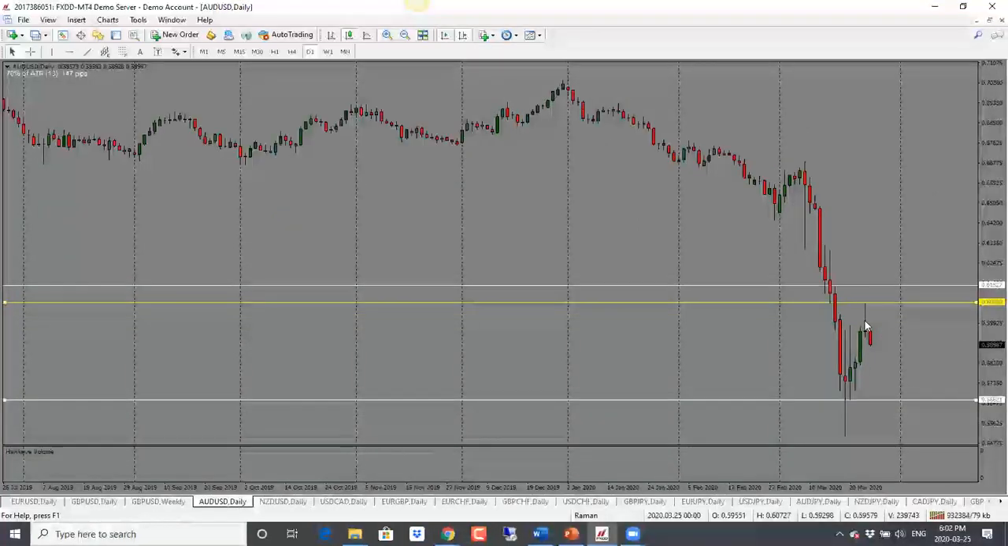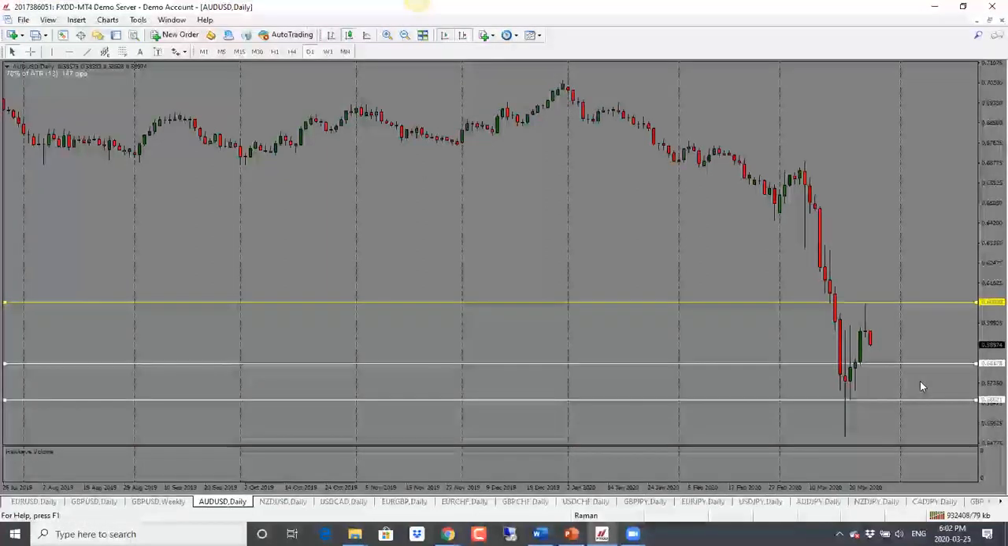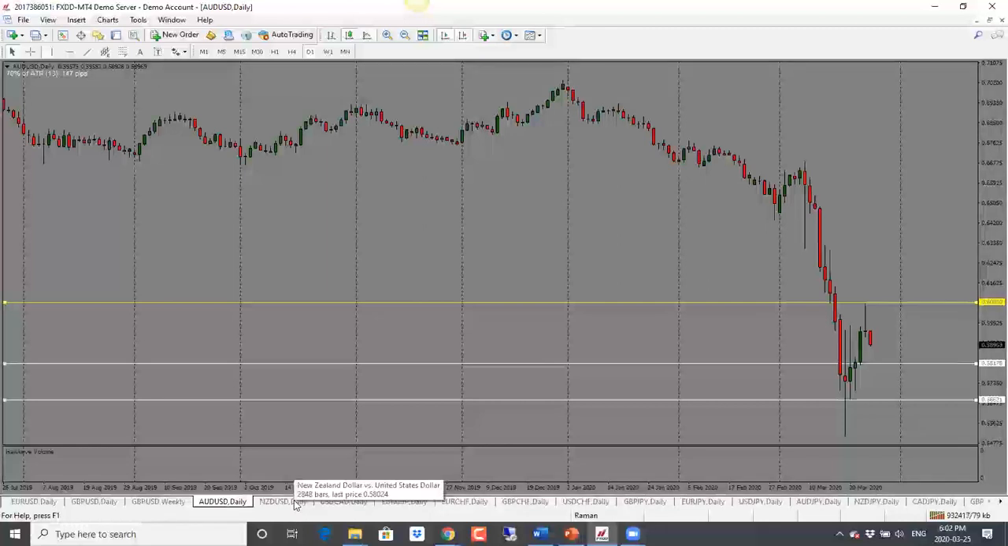Aussie dollar here, we have a pin or doji, so bias is bearish, and we already see that a move has started. I'm looking for price to decline here. First target is 1.0520 and then 1.0660. So bias is bearish for Aussie dollar.